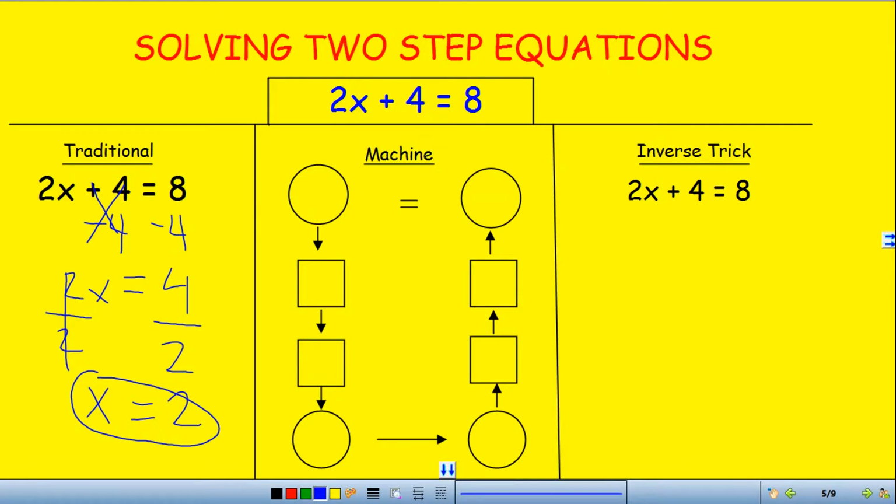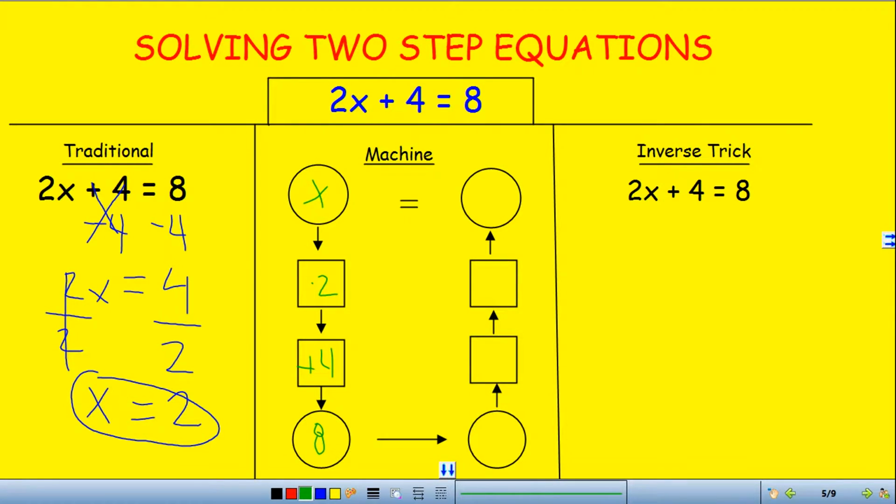Let's do it the machine way. So we're starting out with 2x plus 4 equals 8. Always with the machine, you will start out with the x. So I'm going to put the x in the first circle. And what am I doing to my x? I'm multiplying times 2. And then I'm going to add 4. And that equals 8. So all I did was just recopy what my original equation was.